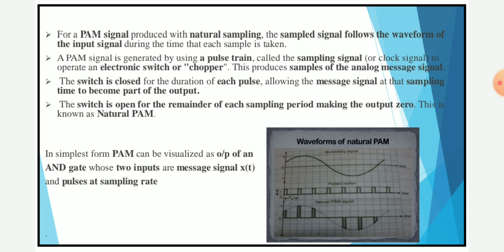For the remaining duration of the pulsated signal, during the second half cycle when it is in the off position, the switch will be off, so the output will become 0, and this is called a natural PAM signal.